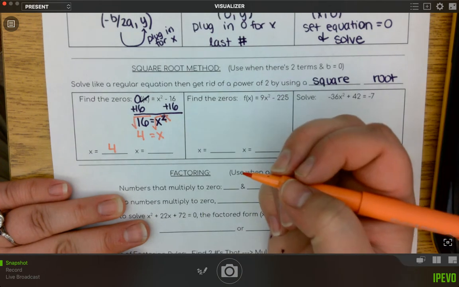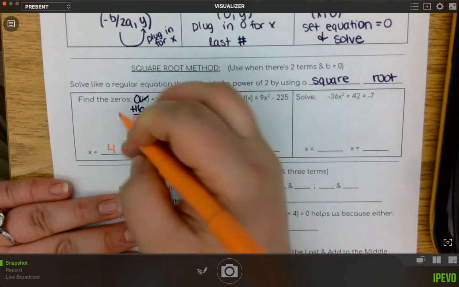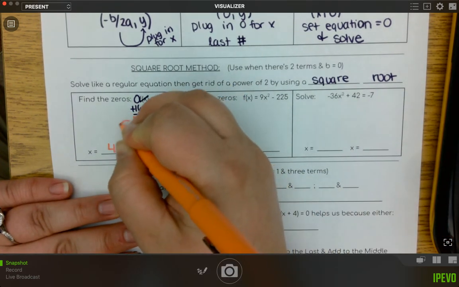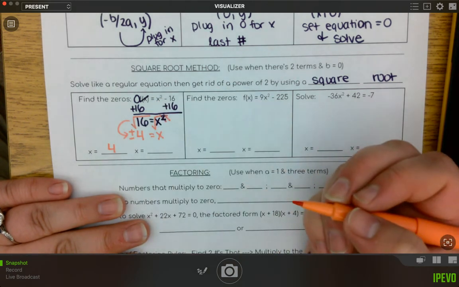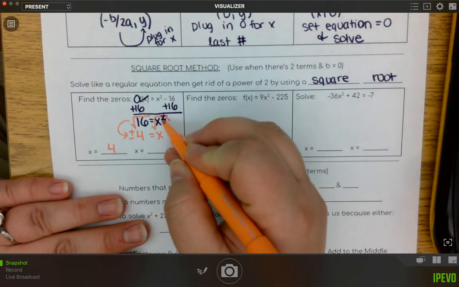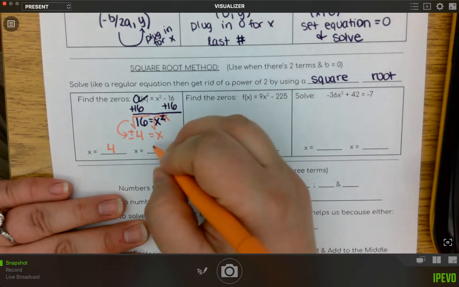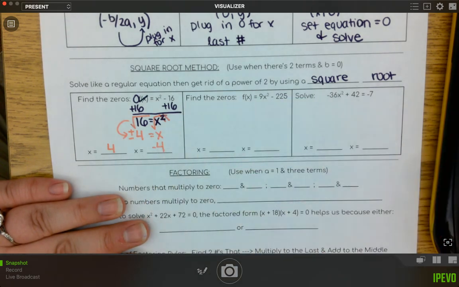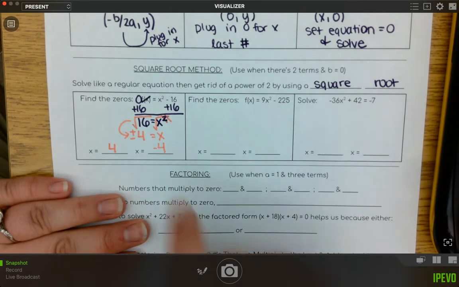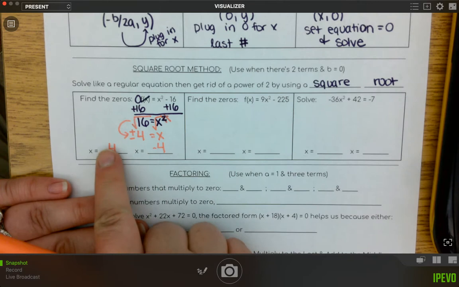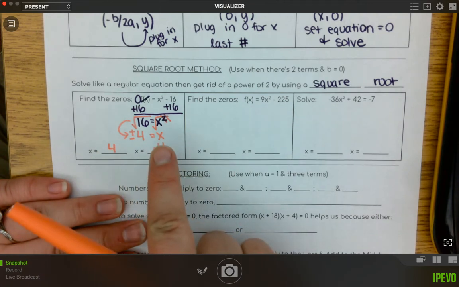Now, here's the issue: whenever you do the square root on both sides, you need this plus-minus, because 4 squared is 16, and negative 4 squared is 16. So all of your square root method ones will have the same answer twice, but one of the times it will be negative.